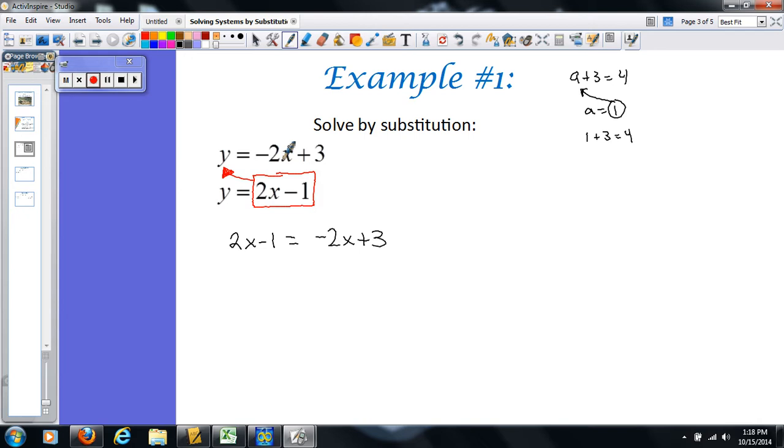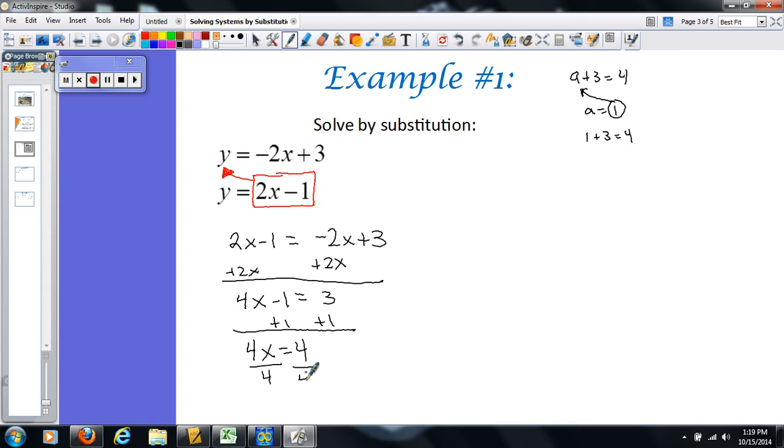Now we notice we have an x here, and we have a y. So when I get done with this, I should have an x and a y. I'm going to start by getting my like terms on the same side. It's going to give me 4x minus 1 equals 3. I'm going to add 1 to both sides. I get 4x equals 4. Divide by 4, and I get that x equals 1. So now I have a value for x.